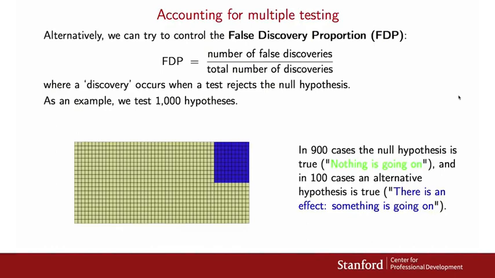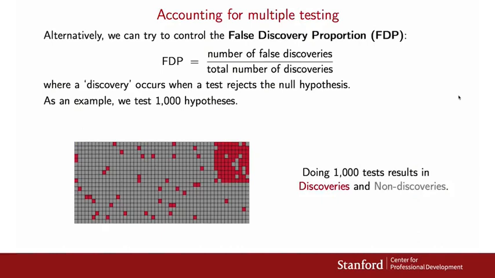Now let's assume 900 of these hypotheses are null. That means there's nothing going on. And 100 of them are alternative hypotheses, so there is an effect there. In that picture, the alternative hypotheses would be the blue square on the top. So ideally what we would like to do is we would like to do a test for each of these 1,000 hypotheses, and we would like to find that the tests reject for the blue subsquares, but not for the green ones. So if we do that, we might get an outcome like this.